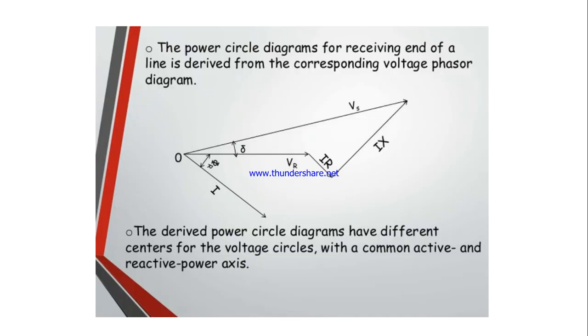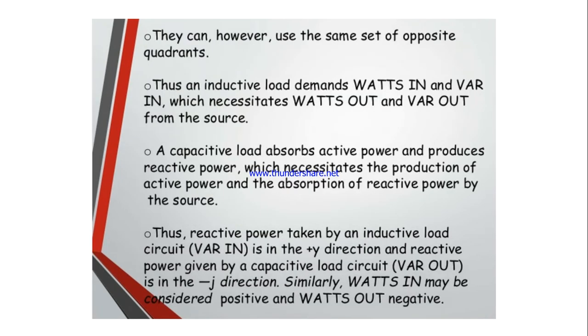While drawing, take VR as the reference, and let I be lagging behind VR by the angle phi R. From this we draw the IR value in phase with I, and then at 90 degrees we draw the IX value. Connecting both of them, we get the VS value, and the angle between VS and VR is delta.